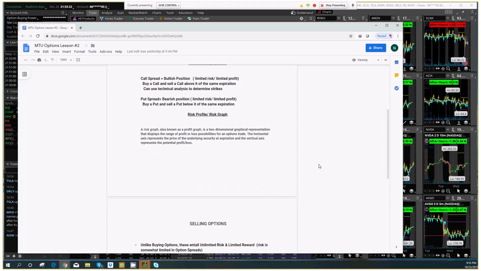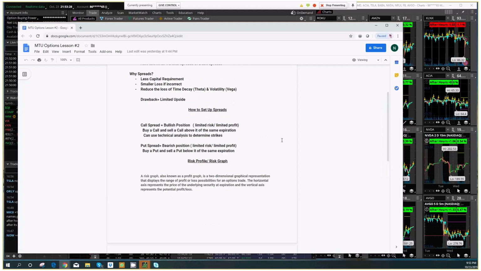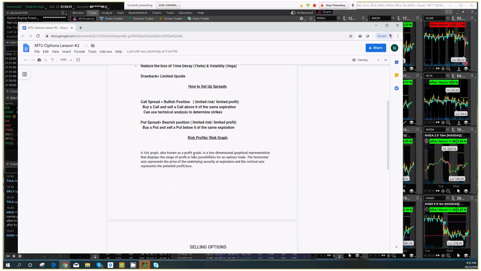Okay, I'm going to go back to these, but I want to show or discuss what risk graphs and risk profiles are. These are also known as profit graphs. It's a 2D graphical representation that displays the range of profit or loss possibilities for an options trade. The horizontal is the price, and the vertical is the potential profit or loss. So I'm going to show you an example.